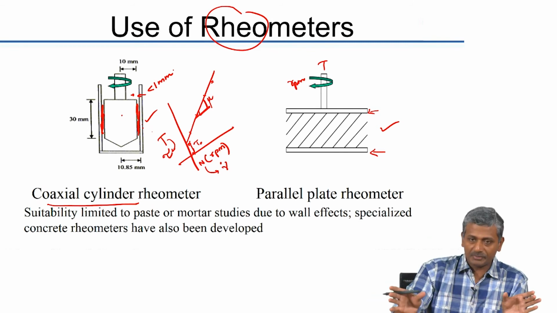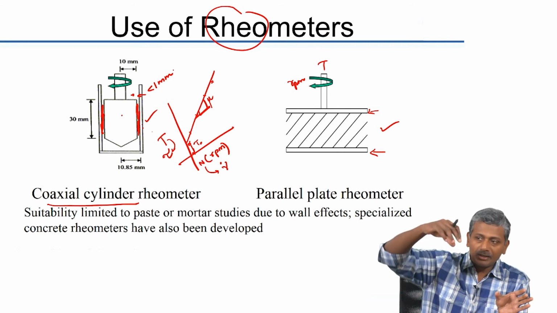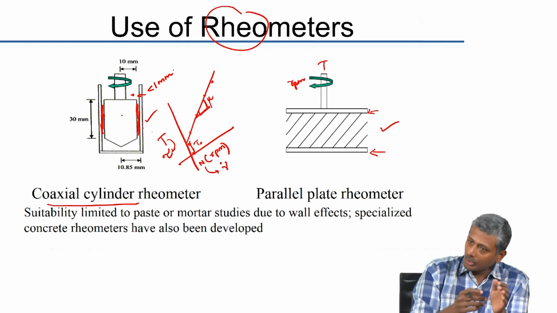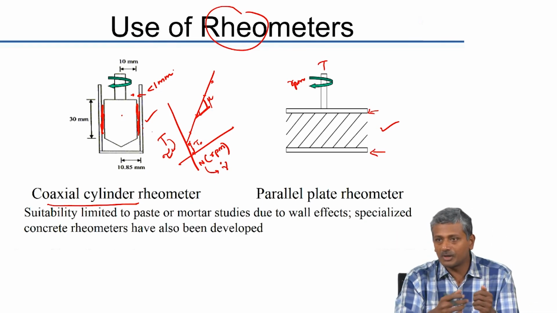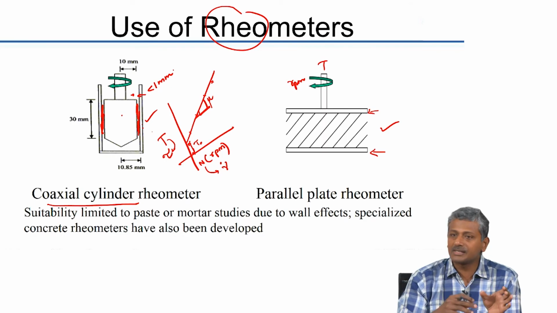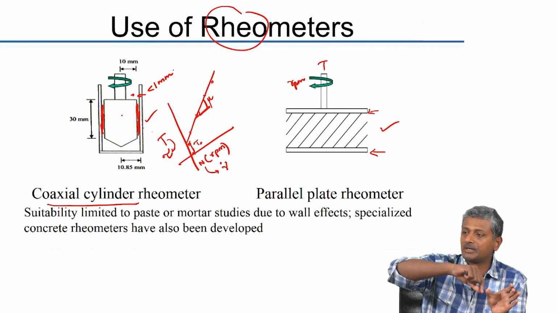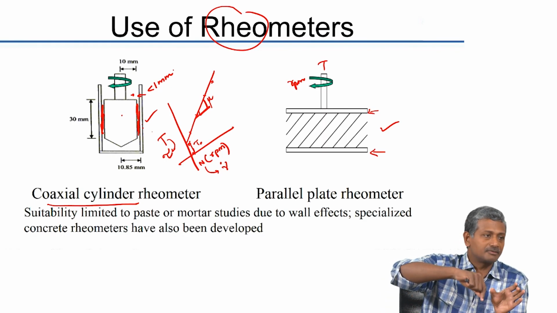If you have too much space between the walls, the inner spindle that is rotating may not rotate the paste with it at all. The paste will not rotate at all. It may stay stable, and you may have a sliding of the spindle with the boundary of the paste itself.